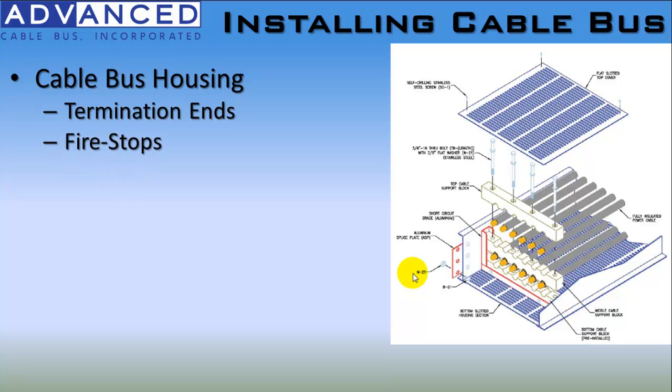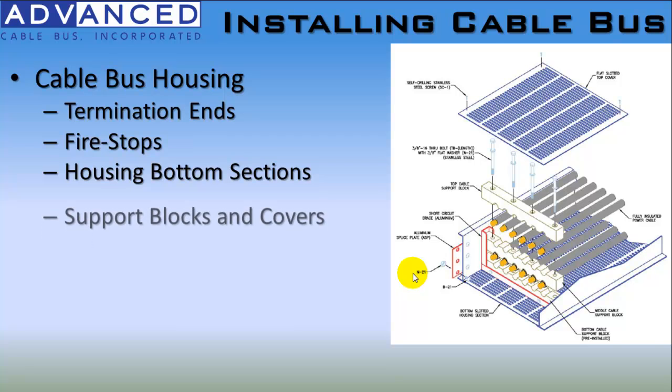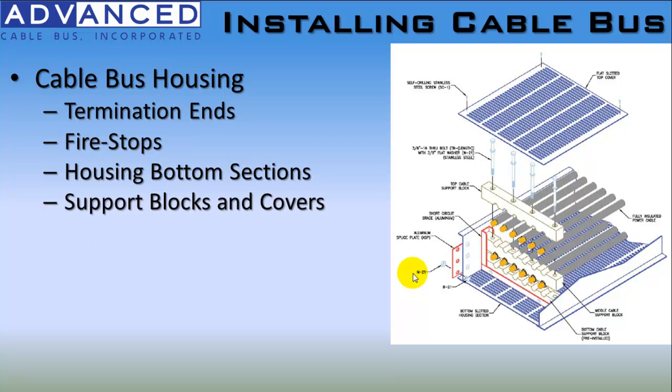Fire stops and wall seals can be mounted, as well as the housing bottom section that can be laid out along the routing. The cable support blocks and the covers will be used once you begin pulling the cables into place.